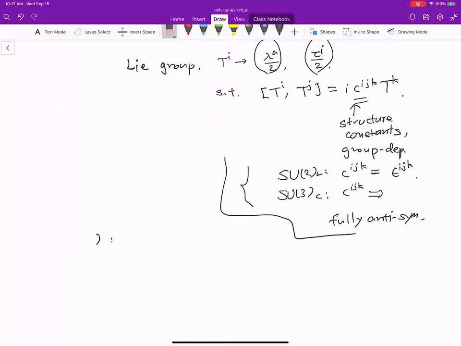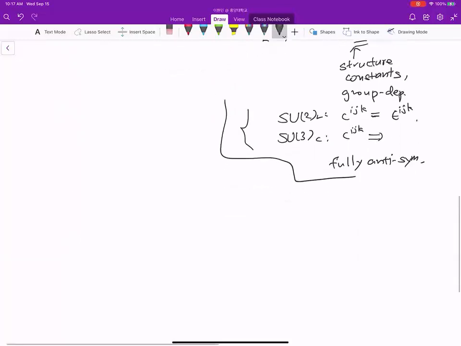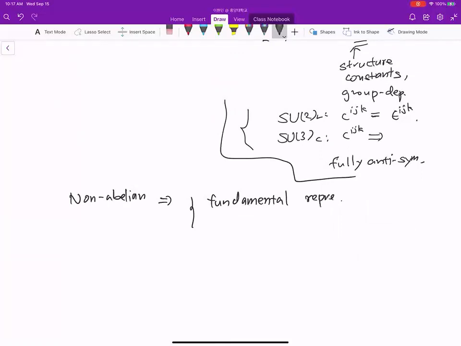Actually, there are two. In the case of non-abelian gauge symmetry, there are two simple representations. One is fundamental, and the other is the adjoint. These two are important. The fundamental representation is like the quarks and leptons, right? And the Higgs also. Those are in the fundamental representation.